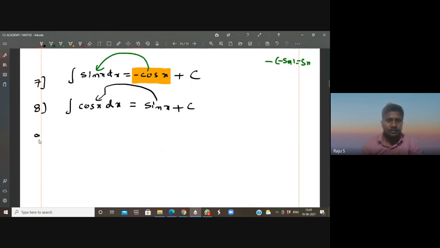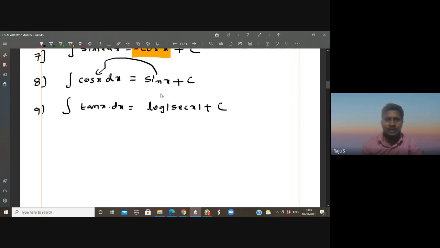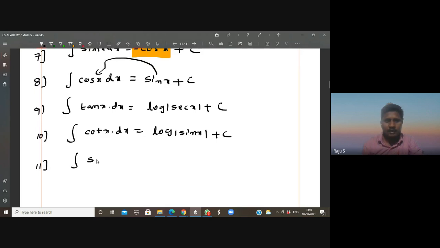Next, ninth one: integral of tan x dx is log mod secant x. I'll explain why the integral of tan x becomes log mod secant x. And the integral of cot x dx is log mod sin x plus c. 11th, then remaining, integral of secant x dx.